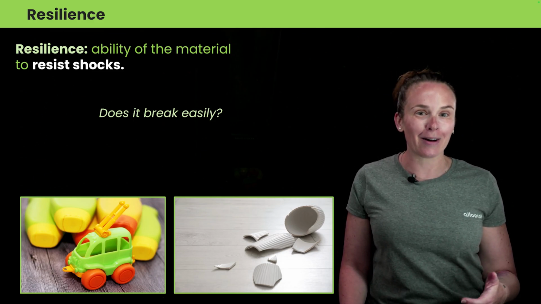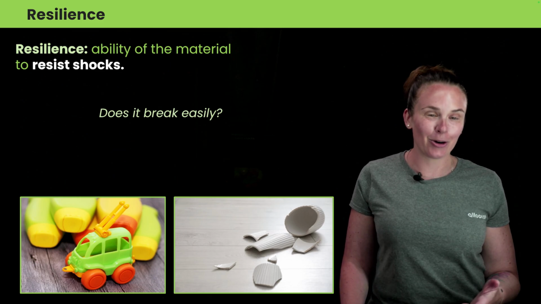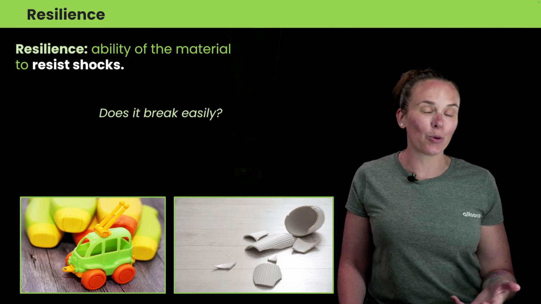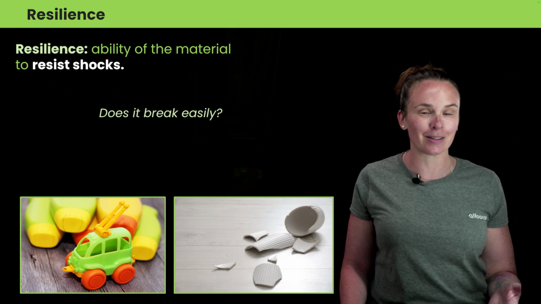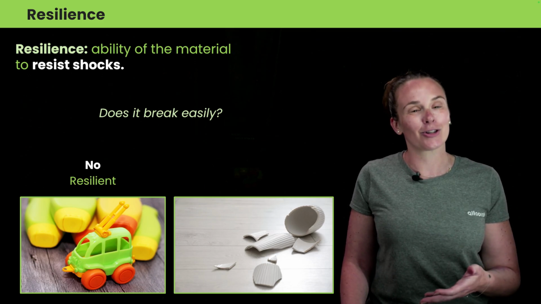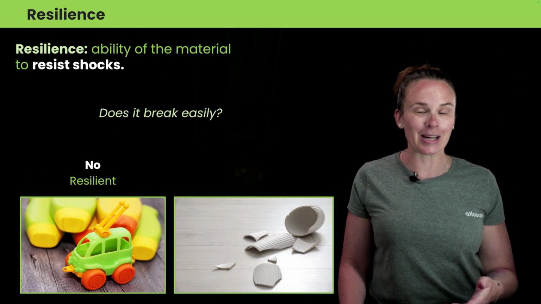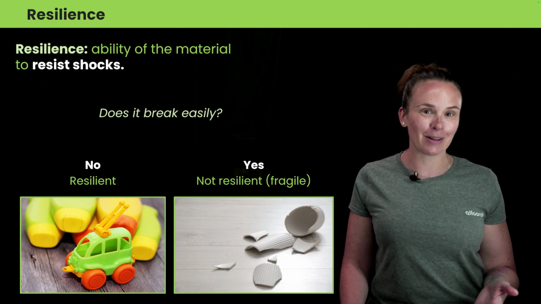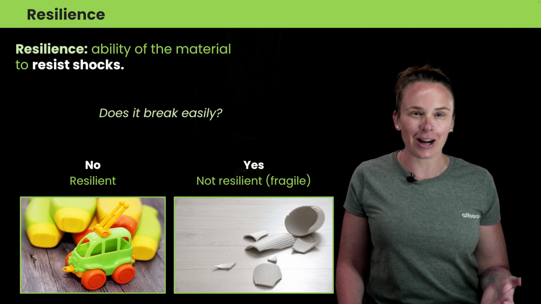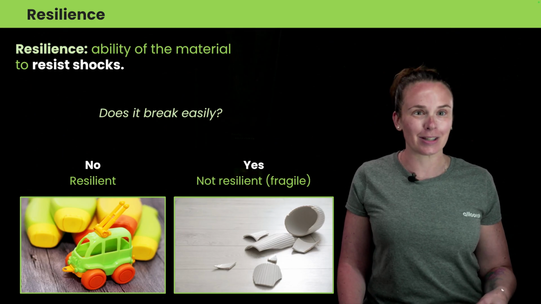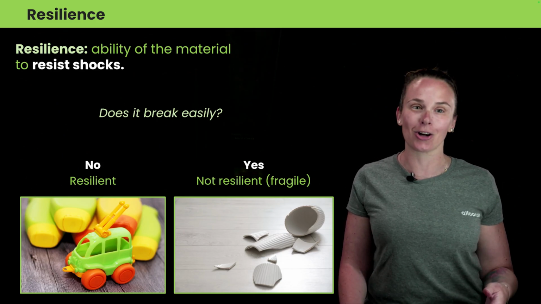Then we also have a ceramic vase. Now we know ceramics can break quite easily. So if they fall on the ground, they're going to shatter into a bunch of different pieces. So in this case, our toys are resilient. They don't break easily. And our ceramic vase is not resilient. It's also called fragile, which is the opposite of resilience. So if it's not resilient, it is called fragile.